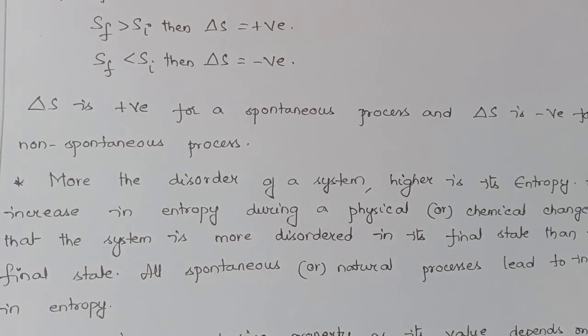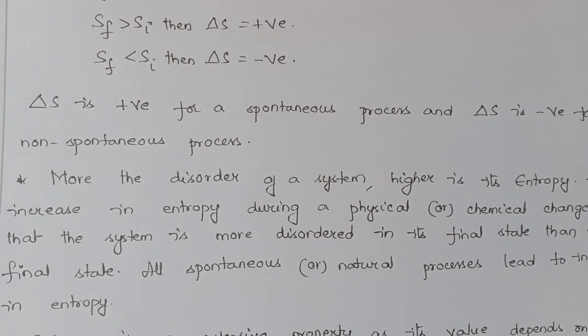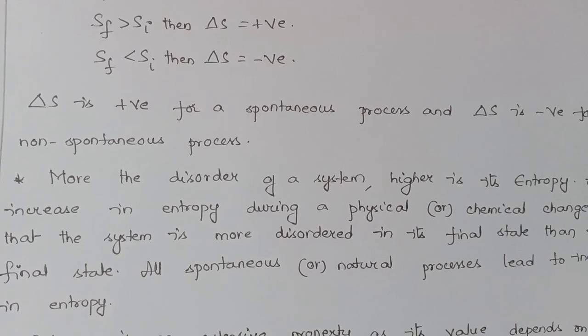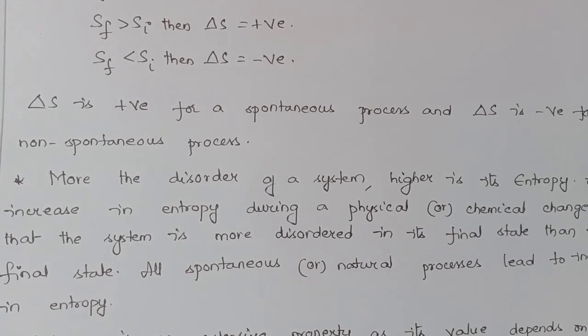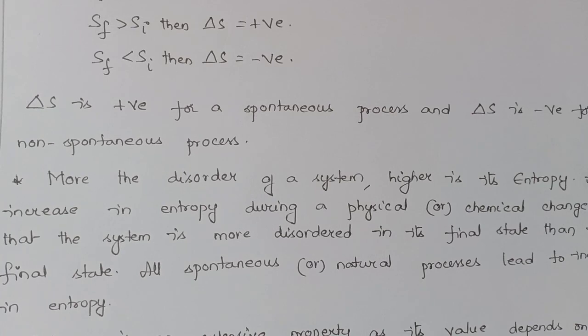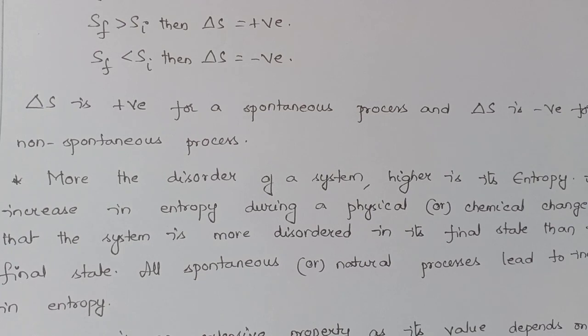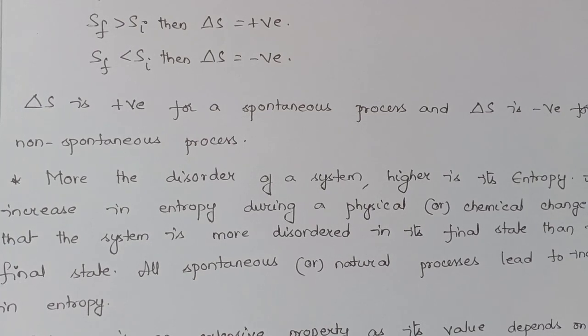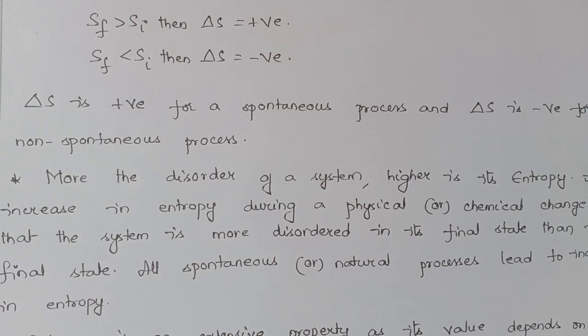Written next. So now we all know that entropy is the disorder or randomness of molecules in a system. Next point, write down, students: more the disorder of a system, higher is its entropy. So, if the irregularity of the molecules in a system is high, then its entropy also will be high. So, that's the meaning of more the disorder, more the entropy.